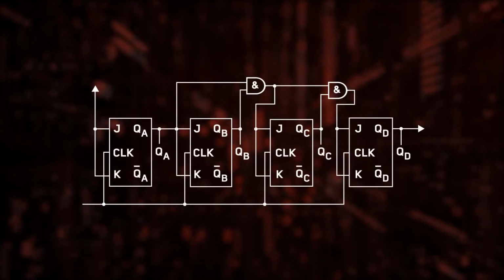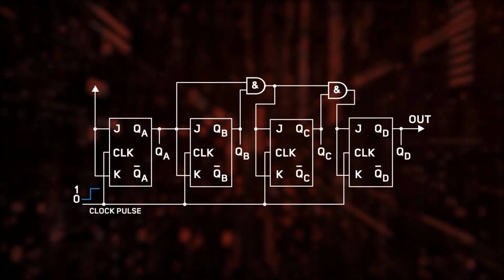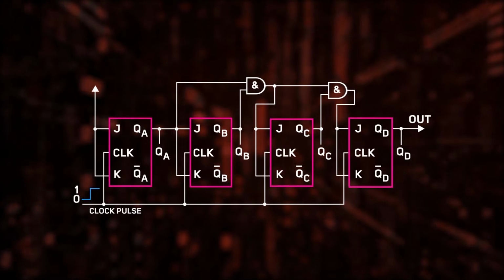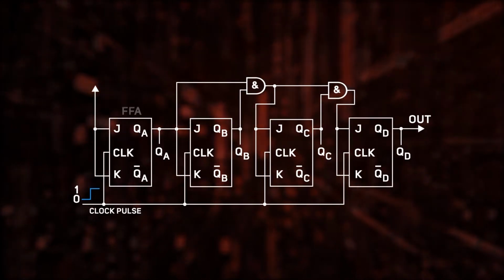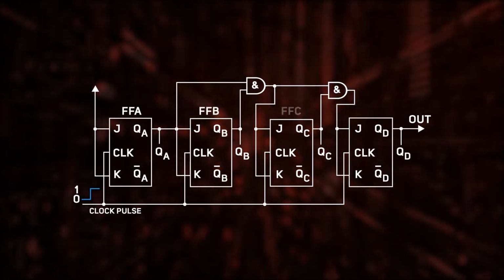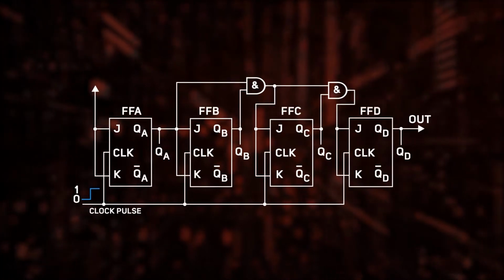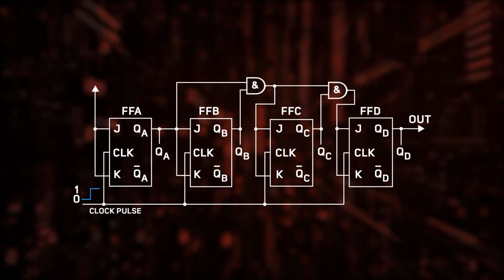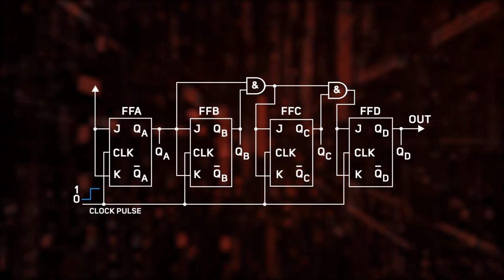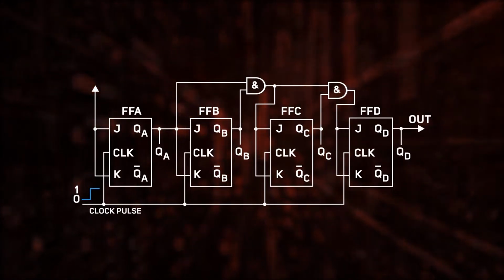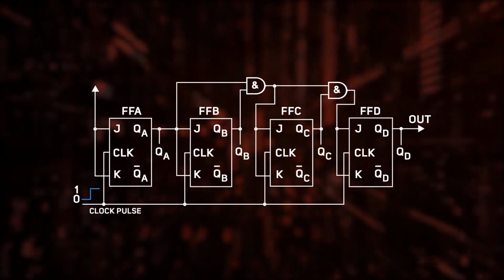Hope you understood the logic behind the synchronous up counter. Let us see how to design the circuit using the logic gates. Look at the diagram. You can see a 4-bit synchronous counter with 4 JK flip-flops named FFA, FFB, FFC and FFD connected one after another. The very important point is that the same clock pulse is fed to all the flip-flops.